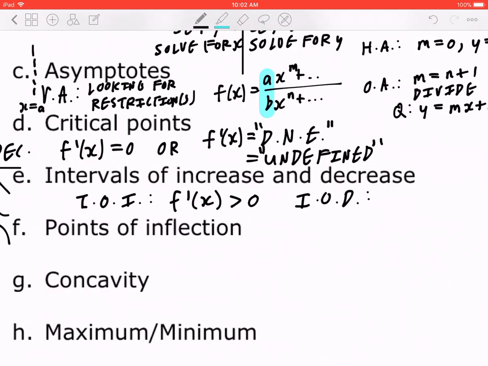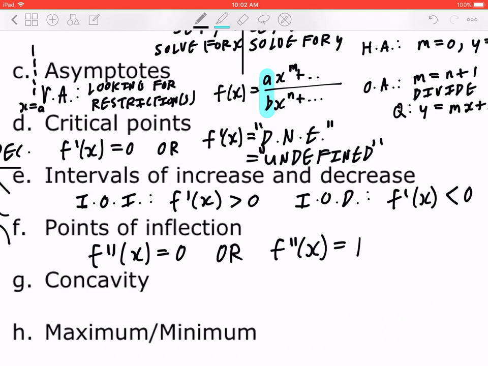Now, on the other hand, if the derivative is going to be negative, that's for the interval of decrease. Part F, points of inflection. When you set the second derivative to be 0 and you solve for x, those are your inflection points, or points of inflection. Or if you look at the second derivative and you find all the cases where the function will be undefined or does not exist, again, I'll put them in quotation marks, they, again, may be vertical asymptotes or the actual points which are points of inflection.